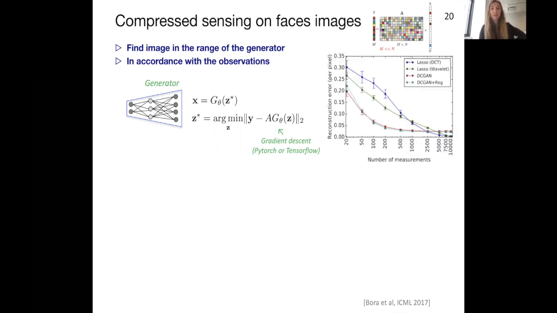And if we look at the reconstruction error as a function of the number of measurements, we compare this with the solutions that would correspond to looking at the sparse basis of the images, so either the Fourier basis or the wavelets, and then apply the lasso. We can see that we have much smaller reconstruction error with much fewer measurements.